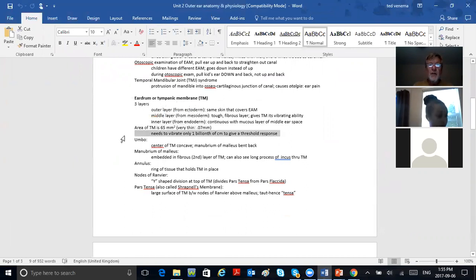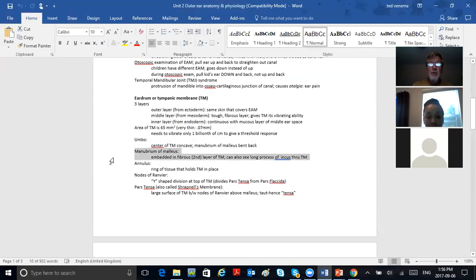But look at this. It only needs to vibrate a billionth of a centimeter to let you know you heard a sound. It only needs to move a billionth of the width of your fingernail. Good grief. Just a billionth of a centimeter of movement of your drum is enough to tell you that you're hearing a sound. Wow. Umbo is the center.